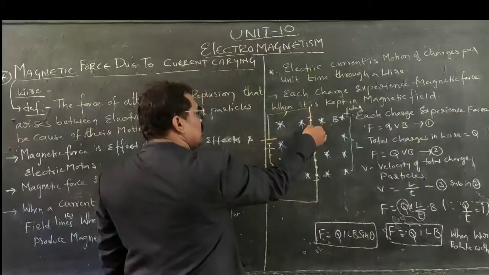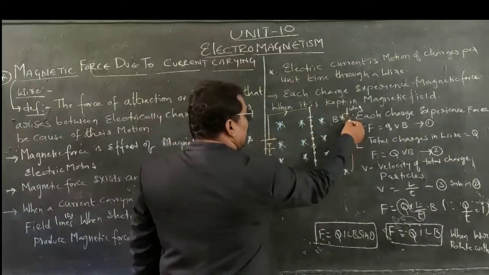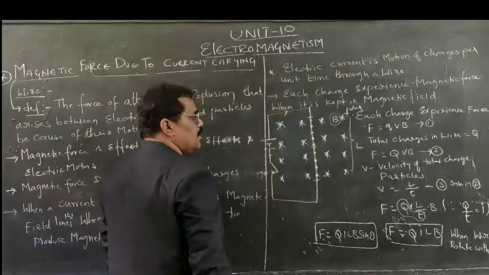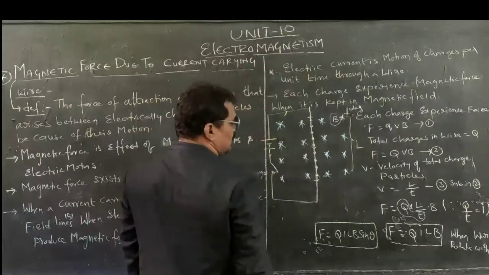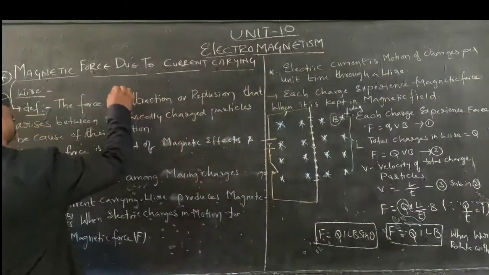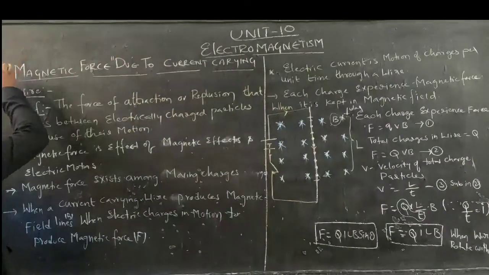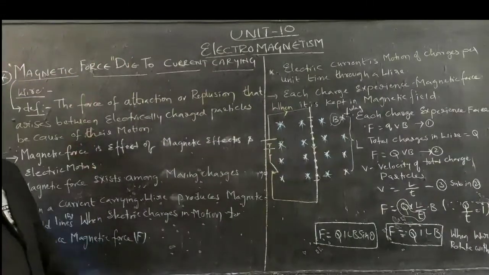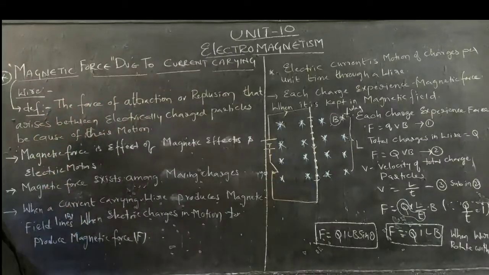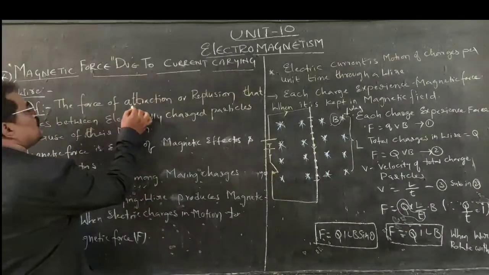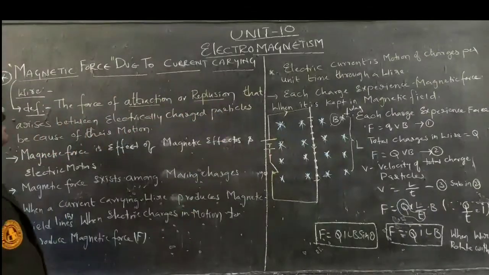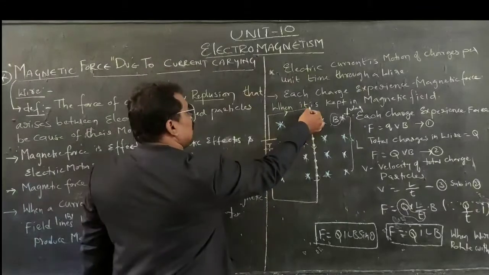As the current is flowing through this particular wire of length L, if it is placed in an external magnetic field, it will experience a force. That force is called magnetic force. How will this magnetic force act? This magnetic force is nothing but the force of attraction or repulsion that arises between electrically charged particles.